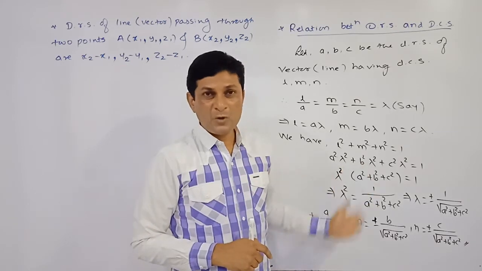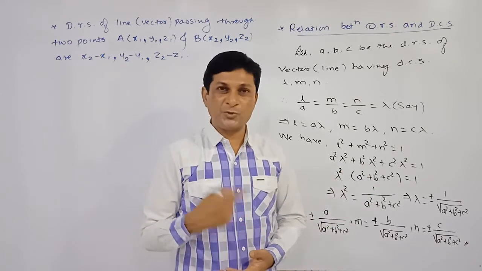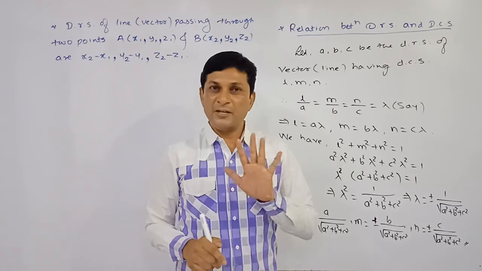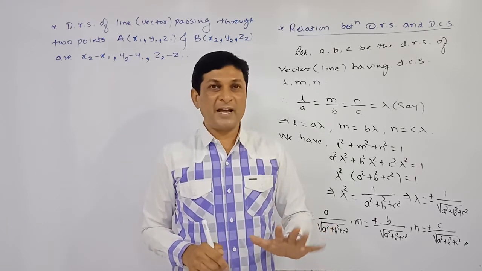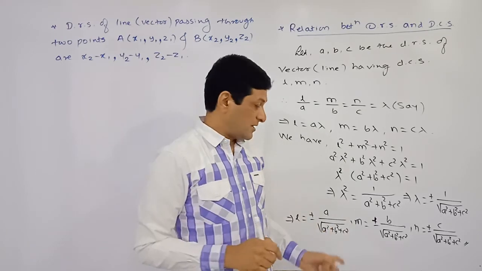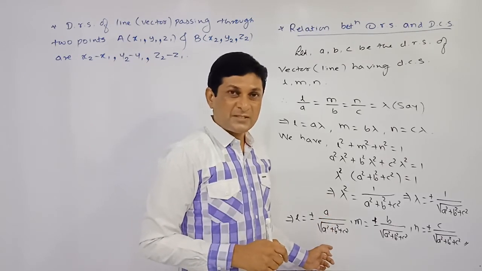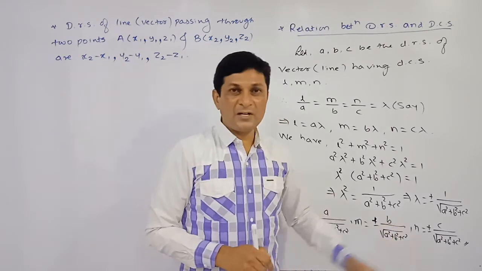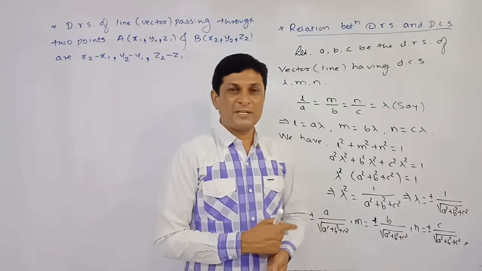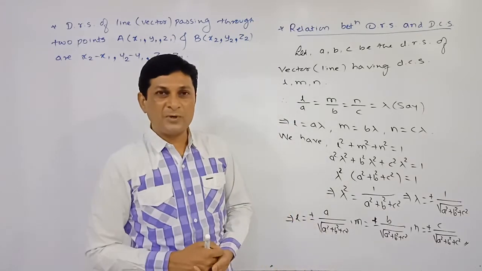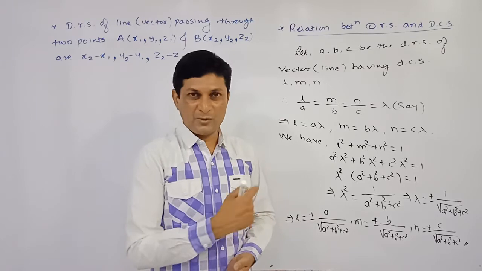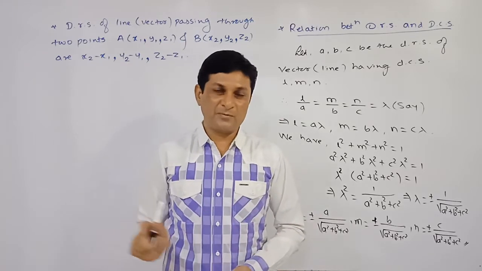So hope the idea about this relation between direction ratios and direction cosines is clear. If a, b, c are the direction ratios, then direction cosines are what? Plus or minus a upon under root a square plus b square plus c square, plus or minus b upon under root a square plus b square plus c square, and n is equal to plus or minus c upon under root a square plus b square plus c square.